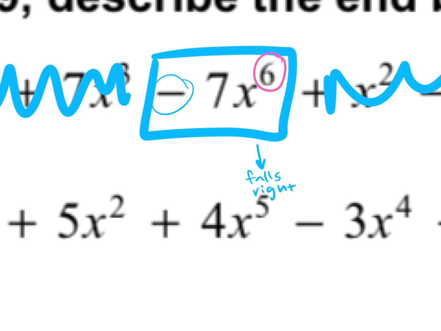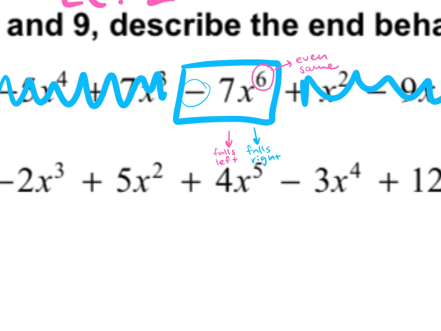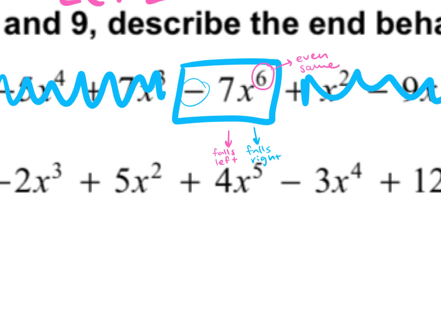Now is our degree even or odd? Even. So do they go in the same direction or opposite? Same direction. So if we fall right, what's the left one going to do? Same direction. So it's going to fall left also, because we did the right one first. If it falls right and they go in the same direction, the left one's also going to fall. Positive or negative always tells you the right one. So always start with the right one, then figure out if it goes the same direction or opposite directions.